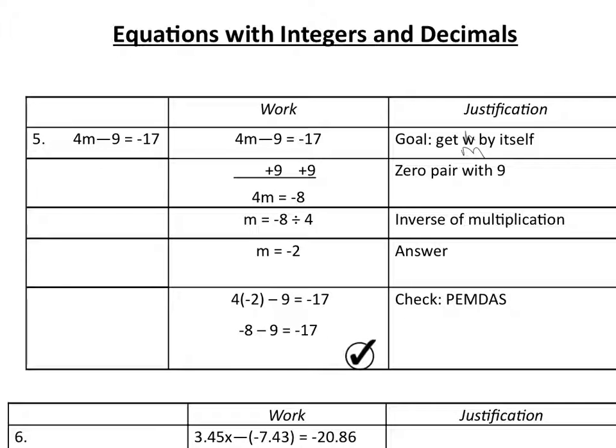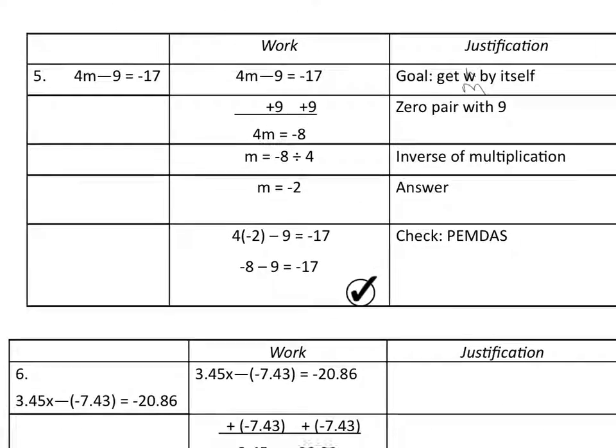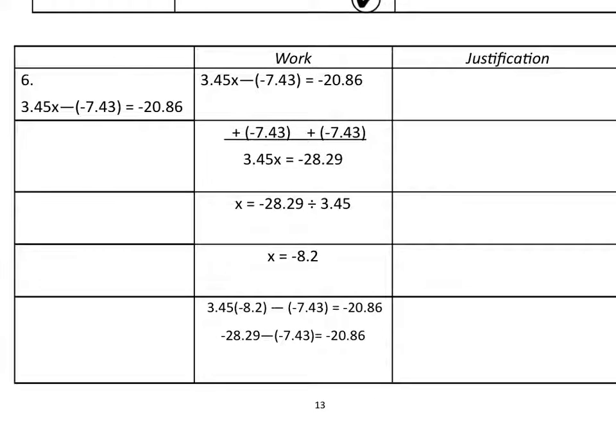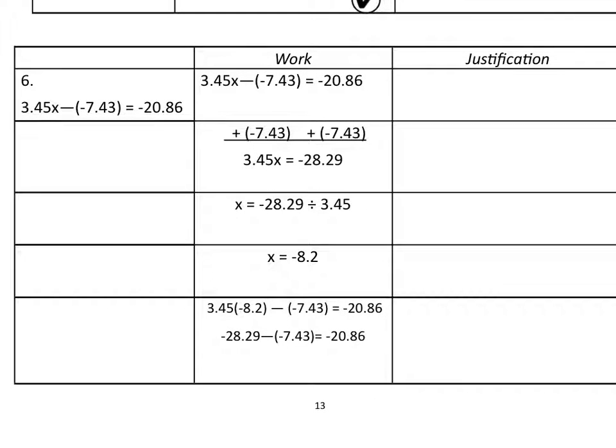So here, it's not a quick check on order of operations. You actually got to do both operations. So first I multiplied 4 times negative 2, and that's where negative 8 came from. Negative 8 minus 9 does equal negative 17. Okay, on to example 6.